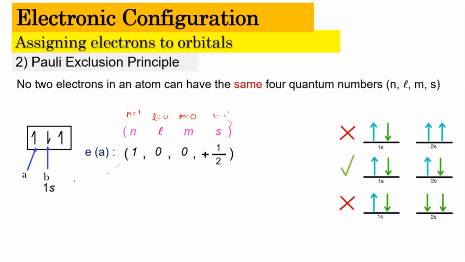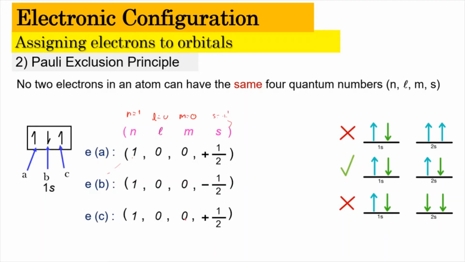Okay. And how about B? For the B part, it's going to follow the similar one, which is 1, 0, 0. But because it goes in the downwards direction, it's going to be negative half. And now for C, we're going to have 1, 0, 0. And then it points the same as A, which is plus half. Okay, and you know that this one is wrong because in the orbital, only 2 electrons can fit in the orbital. Because when you have 3, your quantum numbers will be the same, and one of those is going to be wrong. So in this case, C is the wrong one.